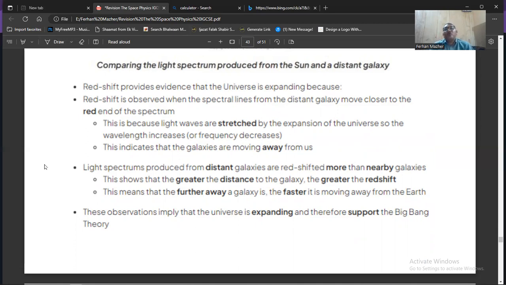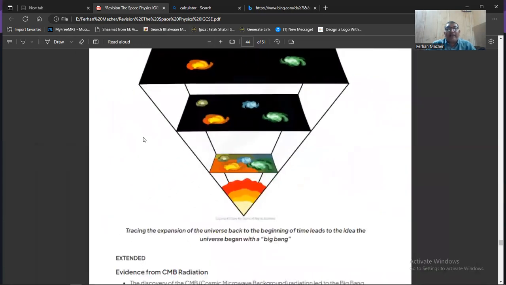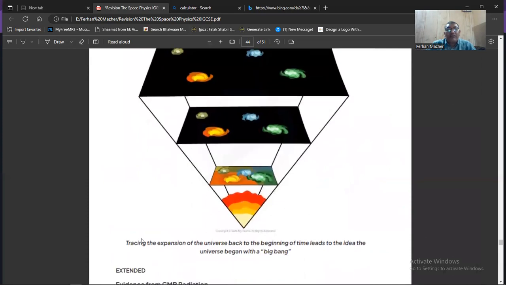Light spectrums produced from distant galaxies are redshifted more than nearby galaxies. This shows that the greater the distance to the galaxy, the greater the redshift. This means the further away a galaxy is, the faster it is moving away from the sun. These observations imply that the universe is expanding and therefore support the Big Bang theory. So here we have, tracing the expansion of the universe back to the beginning of time leads to the idea the universe began with a Big Bang.